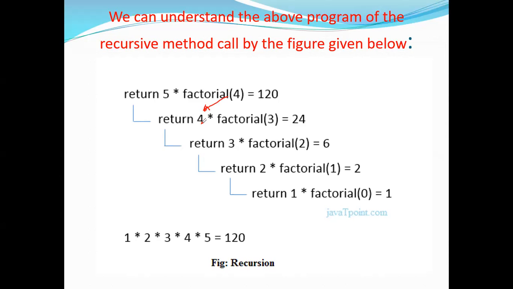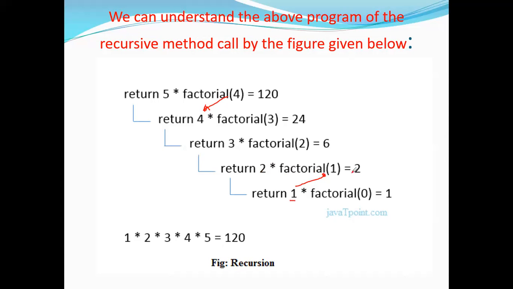Fact 4 is 4 into fact 3. That is, return a value 4 into fact 3. Then return a value 3 into fact 2. Then return a value 2 into fact 1. Fact of 0 is initially return value 1. It starts here, return a value. It returns to the subprogram first.